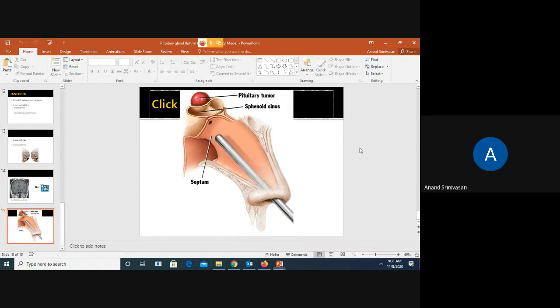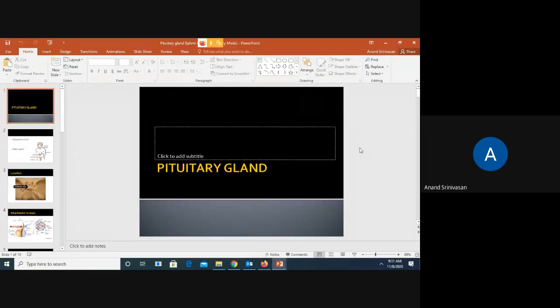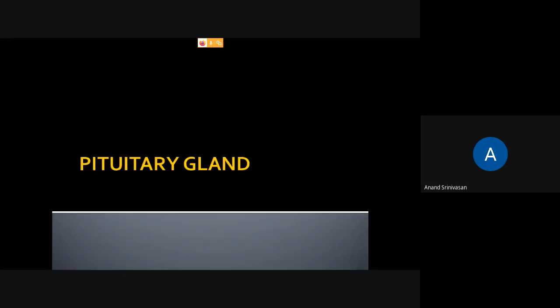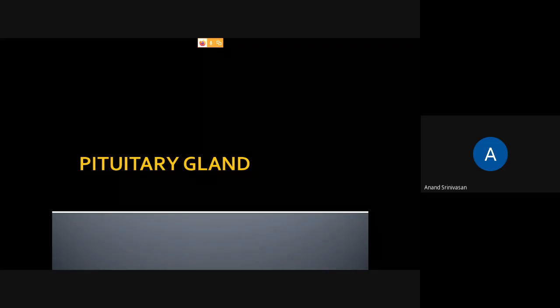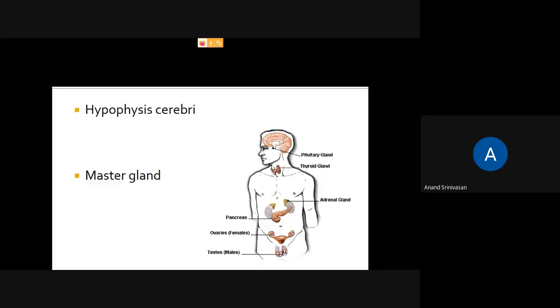Good morning again. So we will be starting with the endocrine module today. The endocrine module is controlled by a gland which is present inside our head, and that's called the pituitary gland. The pituitary gland is also called hypophysis cerebri.